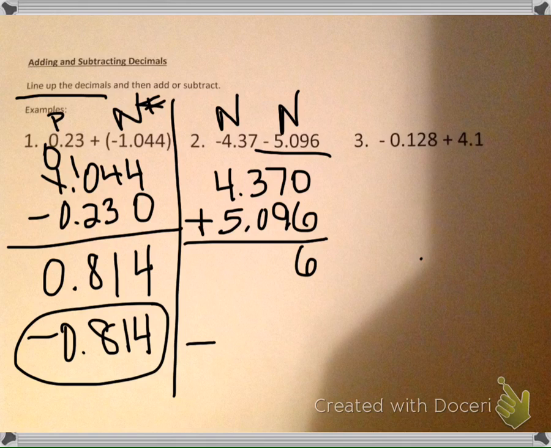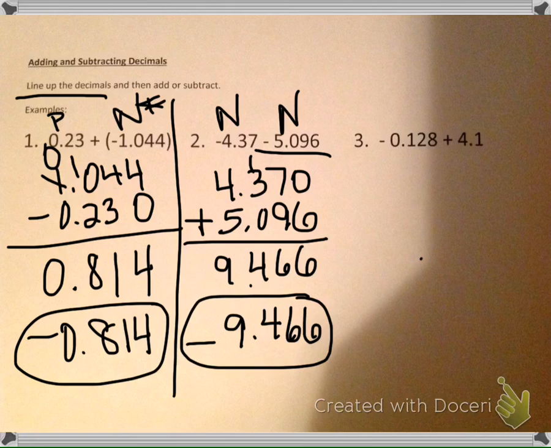0 plus 6 is 6. 9 plus 7 is 16. 3 plus 1 is 4. And 5 plus 4 is 9. So my answer is negative 9.466. Negative 9 and 466 thousandths.